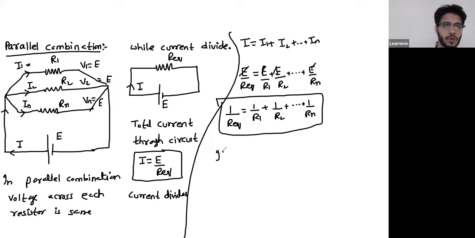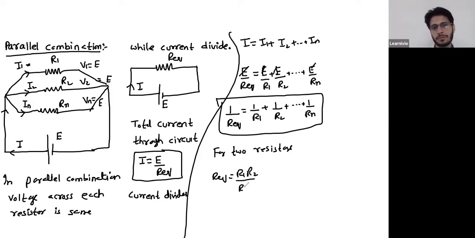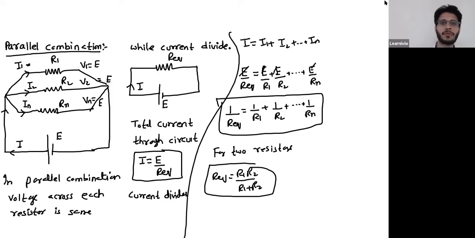So if you have two resistors, Jubena, what should be the final result for two resistors? If we have two resistors, what should be R equivalent? R1 R2 divided by R1 plus R2. This we can use if you have only two resistors.